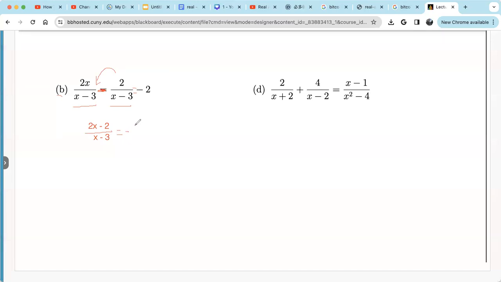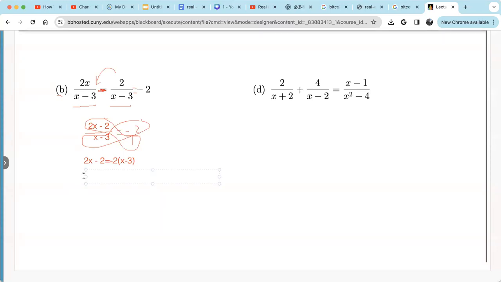Well, what's -2? -2 we can think of as -2 over 1. Then I can perform cross multiplication. I can multiply these two. I can multiply these two. So 1 times anything will be anything. So we'll get 1 times 2x minus 2. We still get 2x minus 2. Then we'll have -2 times x minus 3.